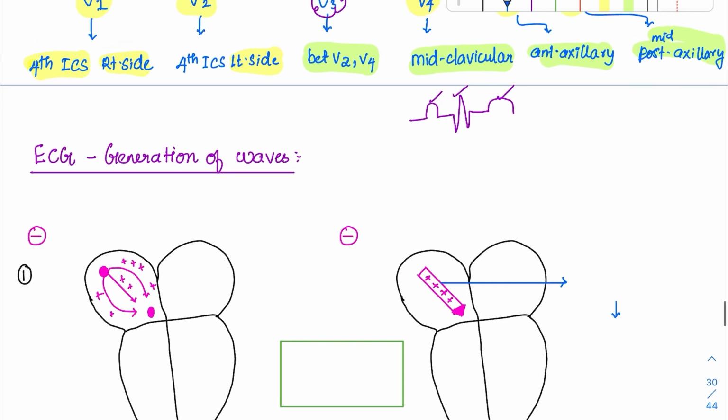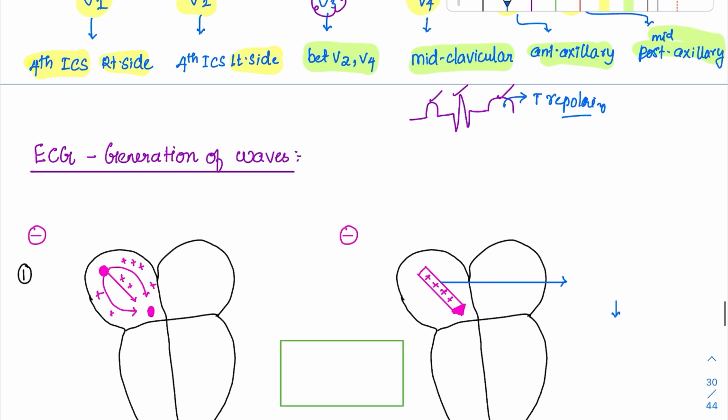If you can answer it already, it is very good. The T wave is a repolarization wave. Repolarization, all of us know, is a changing back to negative. Why is it showing a positive deflection here? That is one question to be answered.